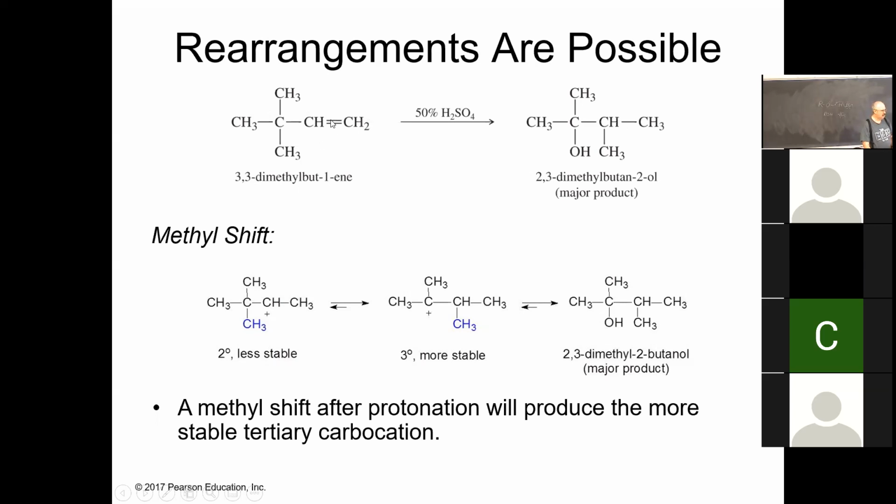So we start out, the alkene gets protonated, hydrogen goes to carbon number 1, we have a plus charge on carbon number 2, and if we do a methyl shift, where the methyl moves along with its pair of electrons, we go from a secondary to a tertiary carbocation, which is more stable. Then water attacks, and another water removes a proton, and we get this alcohol.